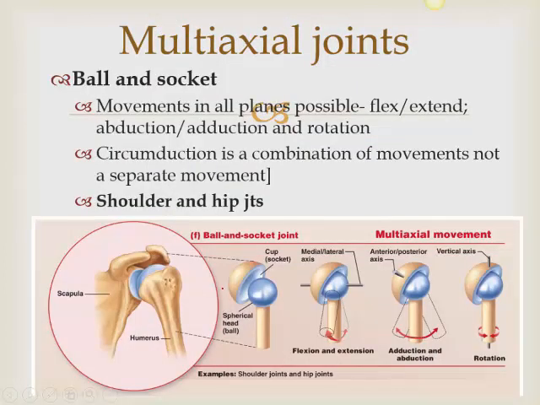Then lastly, we come to multi-axial joints, which allow all three types of movement. So they allow flexion, extension, abduction, adduction, and rotation. That means all three axes are covered. The shoulder and hip are the best examples, and these have a socket and a ball, so that allows the movement. So it's called a ball and socket joint. Ball and socket joints are multi-axial joints, and the hip and shoulder are the best examples where you can do all these movements. So these are the most freely movable joints because you can do all of them.